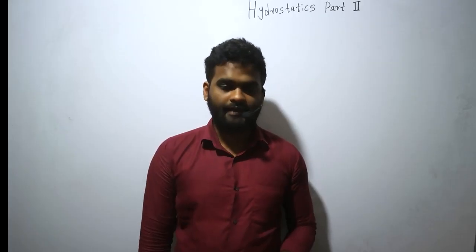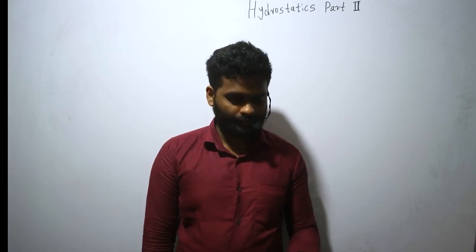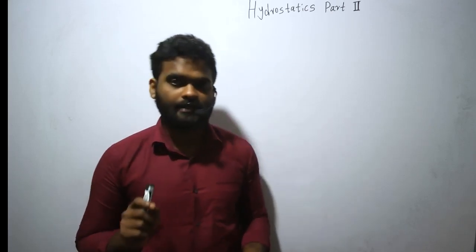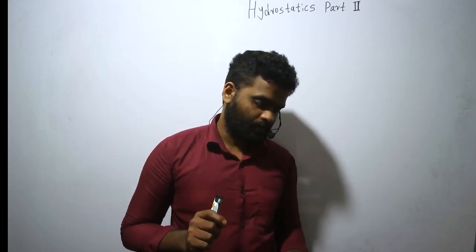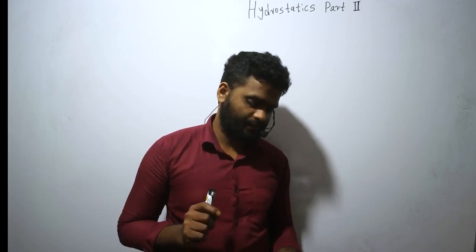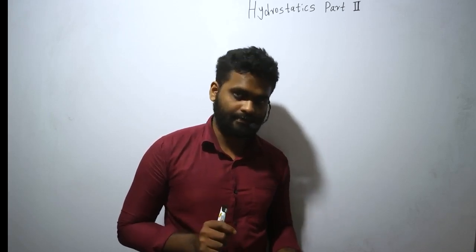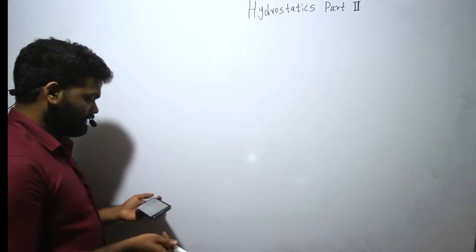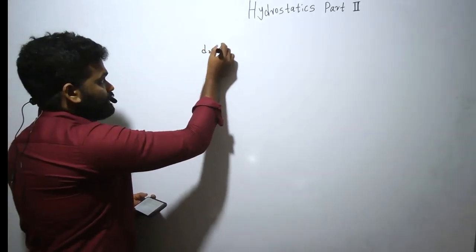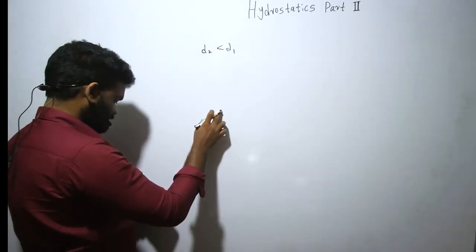Right, 8th question. An object with volume V, which is made of a material with density D, floats inside two immiscible liquids with densities D1 and D2. The volume of the object that is in the liquid with density D1 is. And further they have given that D2 is less than D1.